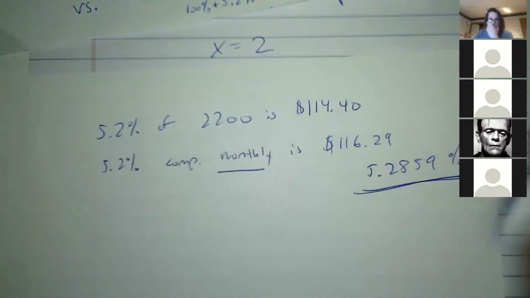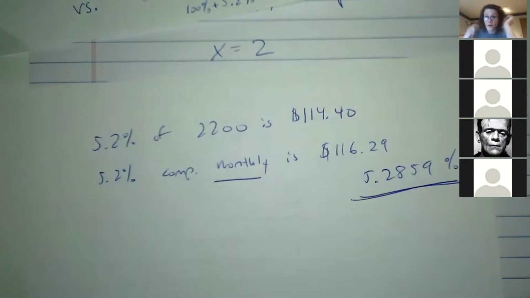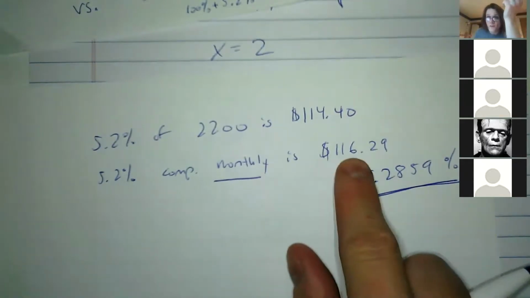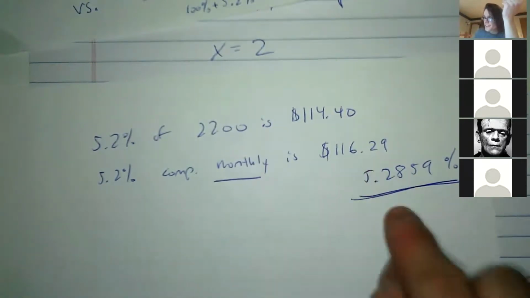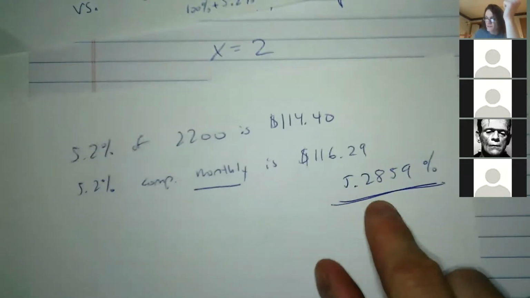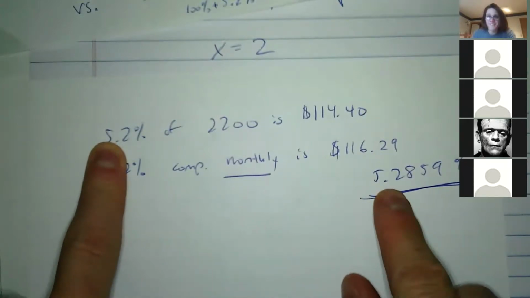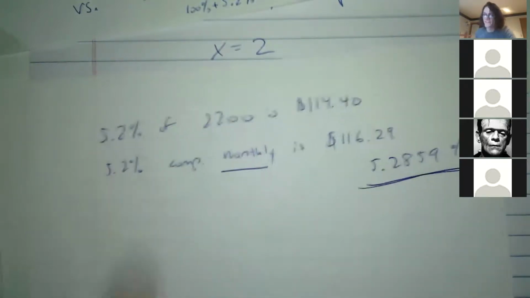So that's the difference here. So the 5.2 gives you that much, but if you compound it monthly, you're getting a little more. And as a percent of the initial principal, it's a little more. It's a fractional amount, but it is slightly more, right? 5.2 versus 5.28959. It's just a little more. Right? That's what APY is. All right. So back to my notes.